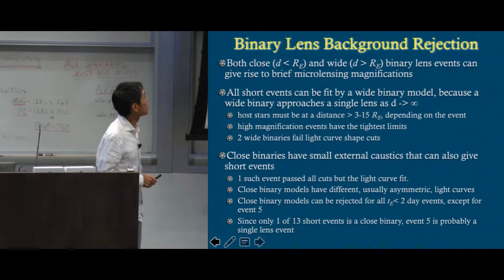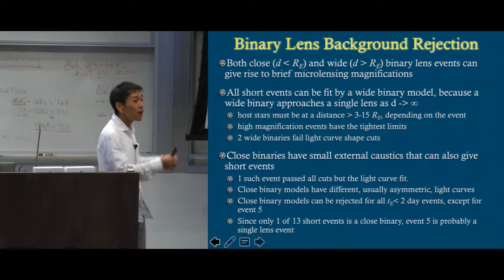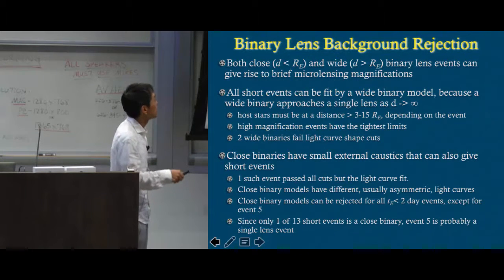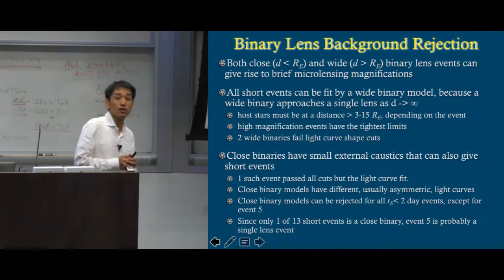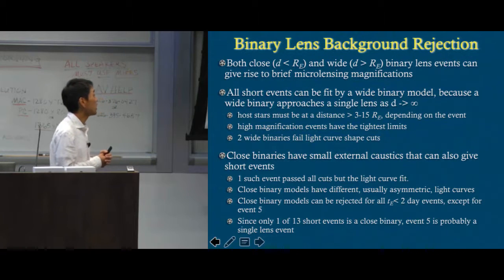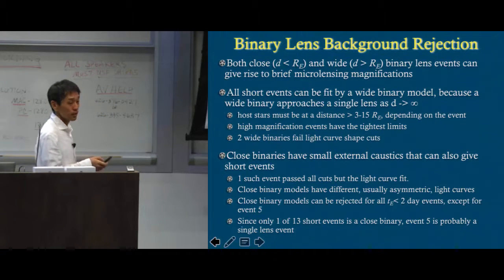So all short events can be fit by the wide binary model, because if the separation of the binary goes to very large, this can look like a single lens event. And also the close binary creates a very small planetary caustic, so that can mimic the short microlensing event.